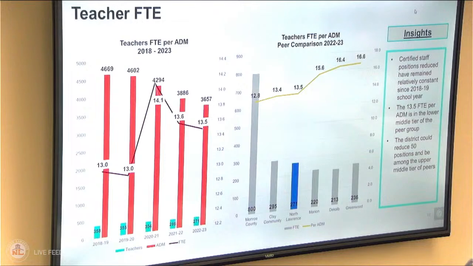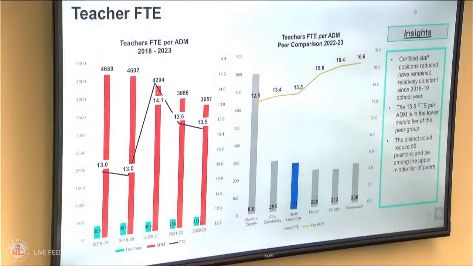If you reduced your certified staff by 50 positions, that would take you to roughly that 16 number, in comparison with where those other peers are. It's not saying you should. Certainly it's looking at programming. It didn't take into account the number of buildings everyone has or whatever programs people may offer, but simply looking at the number of teachers and the number of students to get to that number.